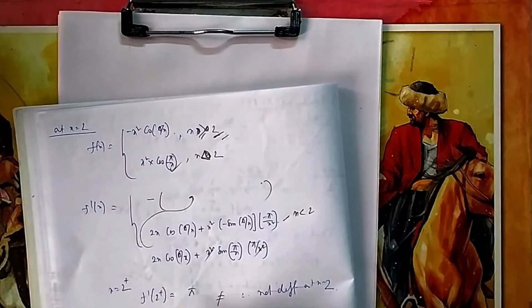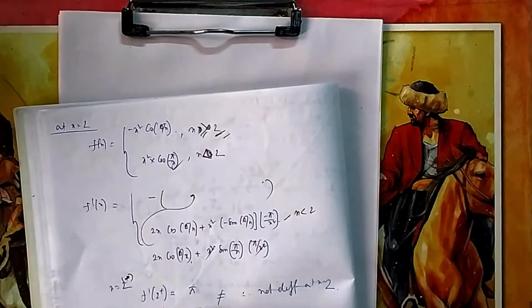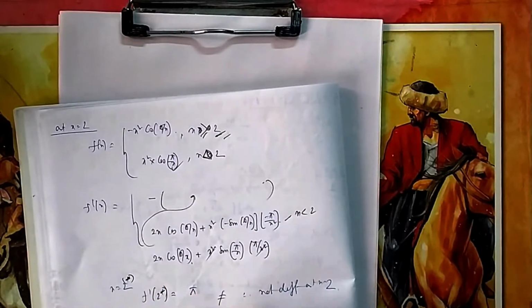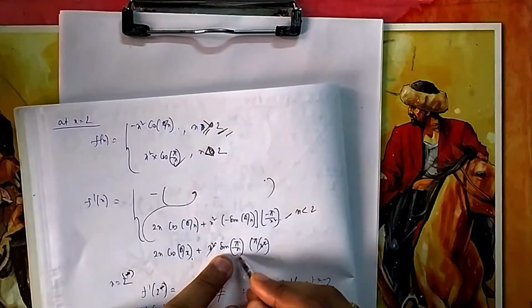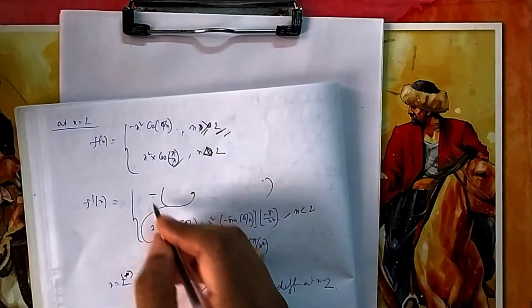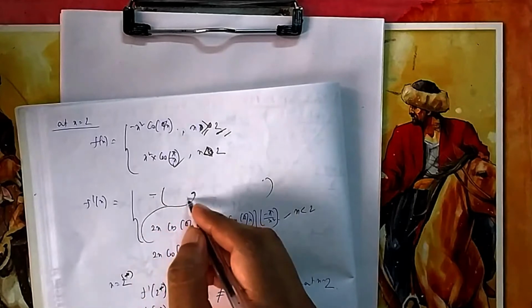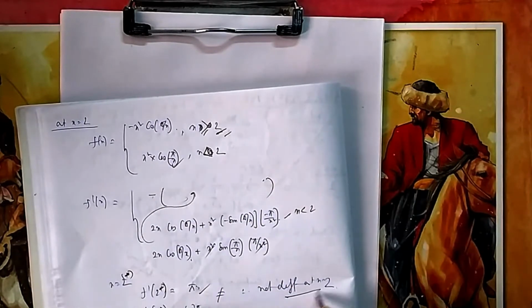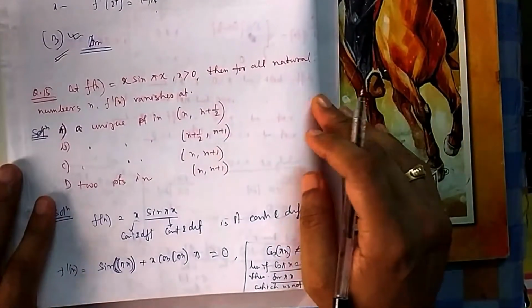If you put 2 minus here, what value will you get? Cos pi by 2 is 0, so you are left with this one, which is sin pi by 2. Sin pi by 2 is 1, that is pi. A similar thing you will get here, but with a minus sign if you put 2 plus. These are not equal, so therefore it is not differentiable at x equal to 2. So which option? Option B is the correct one: differentiable at x equal to 0, not differentiable at x equal to 2.